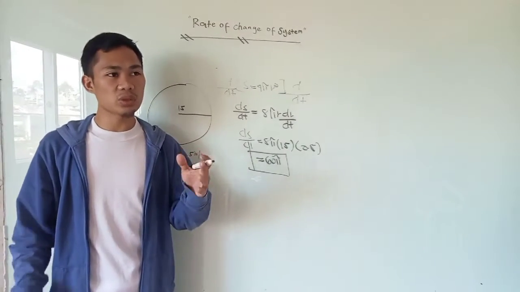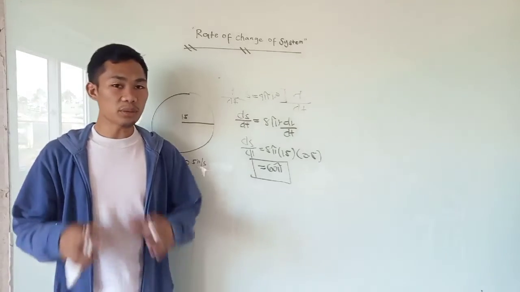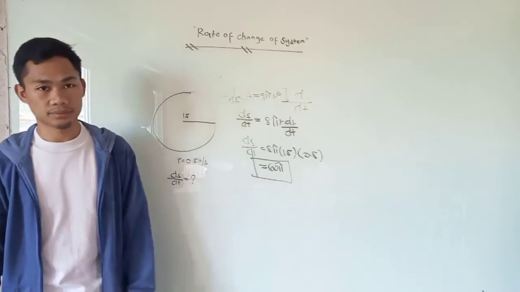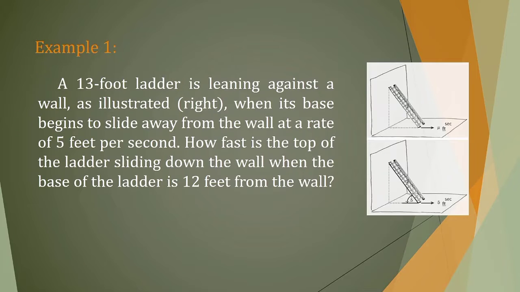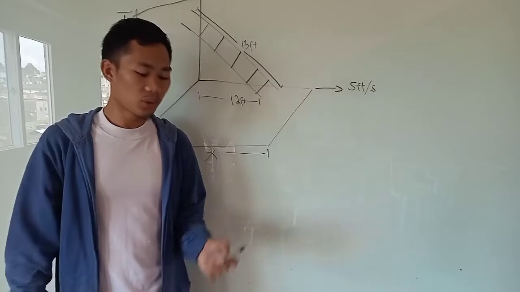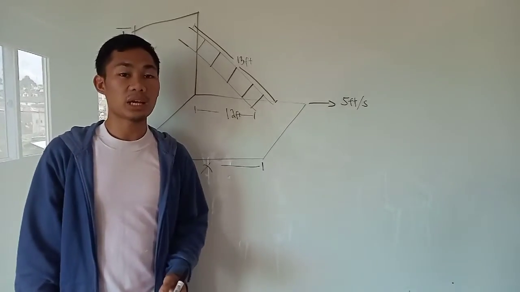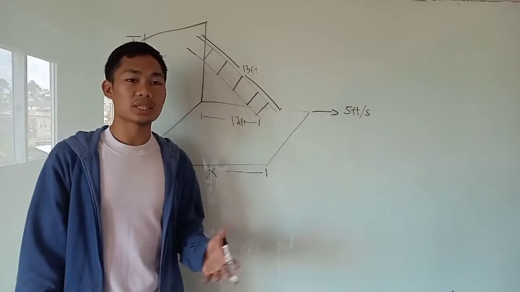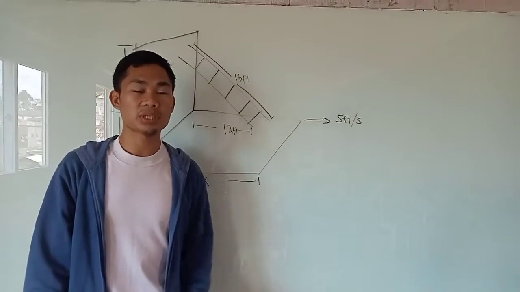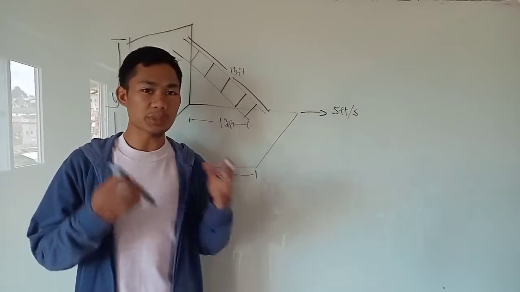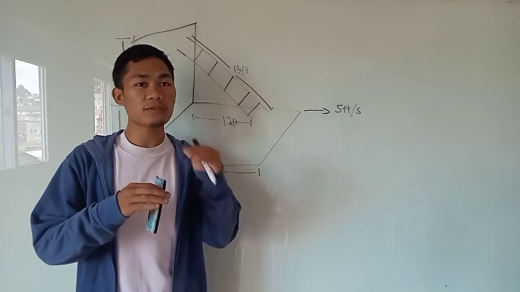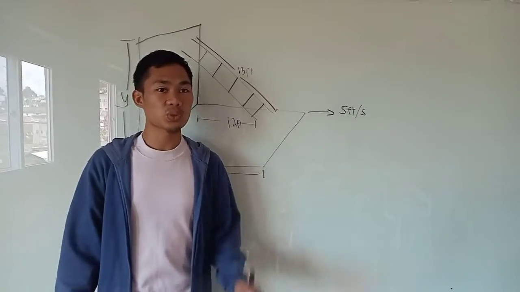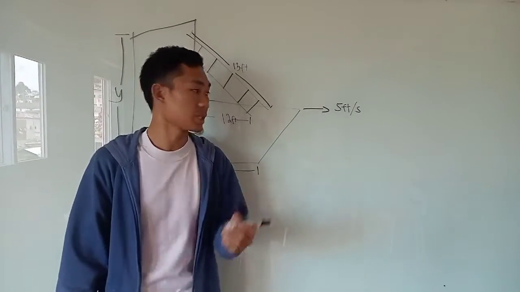So let us proceed to another example, the word problem. Let us proceed to example number 1. As you can see, this example is not similar to the previous example that we solved. That is why there is no specific equation. But we have to follow the standard procedure for us to solve or follow the concept easily.